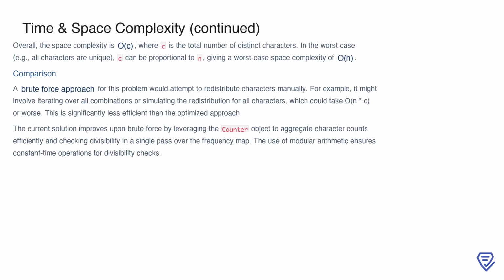Comparing this optimized approach to a brute force method, we see significant improvements. A brute force approach might attempt to manually redistribute characters, potentially iterating over all combinations or simulating redistribution for each character. This could result in a time complexity of O(n*c), or worse, which is far less efficient. Our optimized solution avoids this inefficiency by leveraging the counter object to aggregate character frequencies efficiently and performing divisibility checks in a single pass over the frequency map. This use of modular arithmetic ensures that these checks are constant time operations, further improving the overall efficiency.